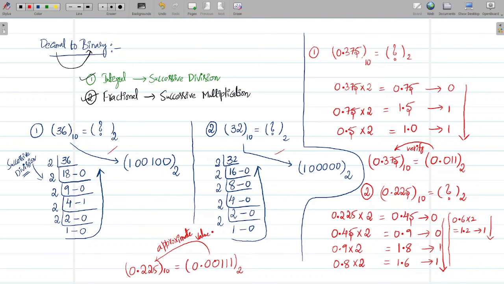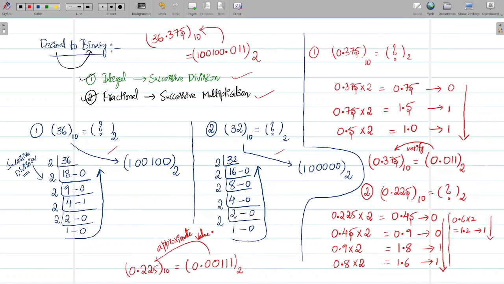Okay, so this is about integral part and fractional part separately. Now when the number contains both integral part and fractional part, first you will convert the integral number, then you will convert the fractional number, and add both. For example, if the decimal number is given like 36.375, now tell me what is the equivalent binary number. We already know for 36 we have found it as 100100. So write it. Point, for 0.375 we got 0.011. So I am writing here 0.011. So this is the equivalent binary number for the given decimal number.